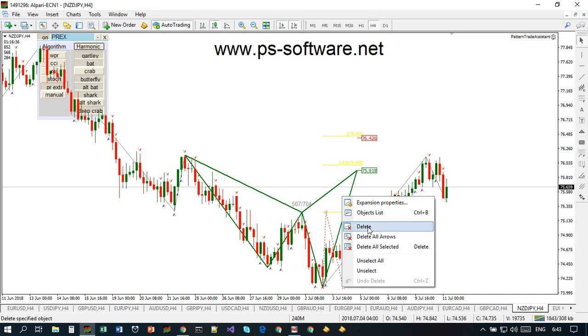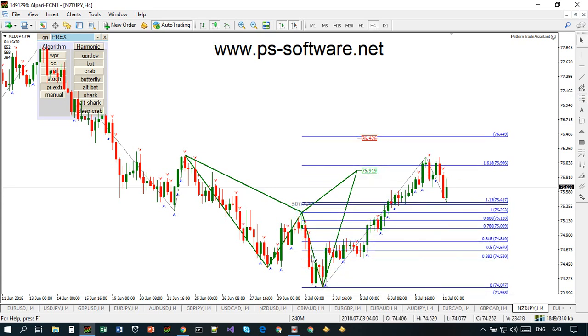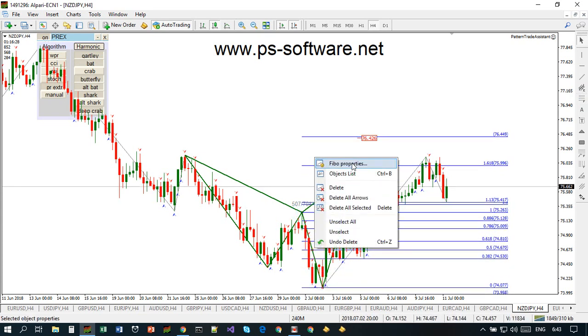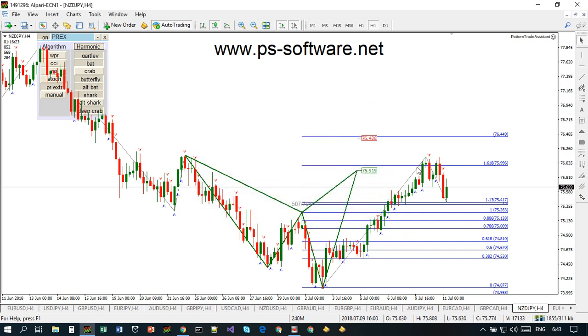Well, let me do it a bit different way. The extension in MetaTrader 4 is a bit strange. I will do it this way. Yes, the 61A goes just at this 886 completion level. So the potential reversal zone looks this way.